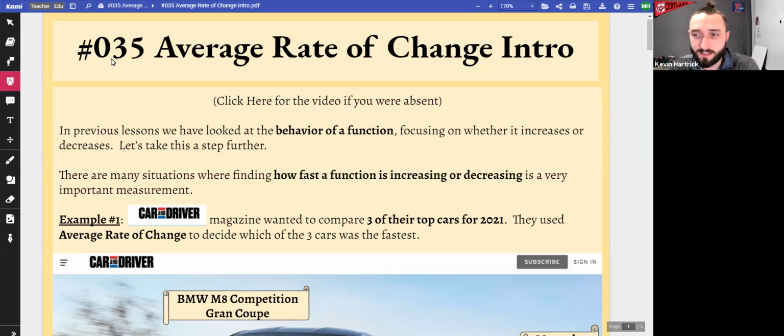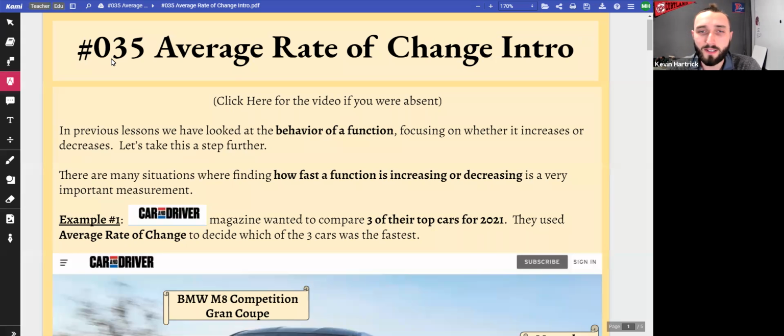Today, we're going to be looking at supercars. So a couple of supercars, BMW, Mercedes, and Audi. We're going to be comparing them and using average rate of change to understand which ones are the fastest out of that group. So average rate of change is a way that we can compare data, just like we've been talking about with functions. So let's dive into this.